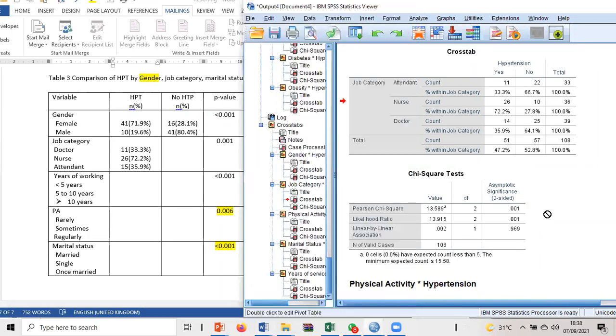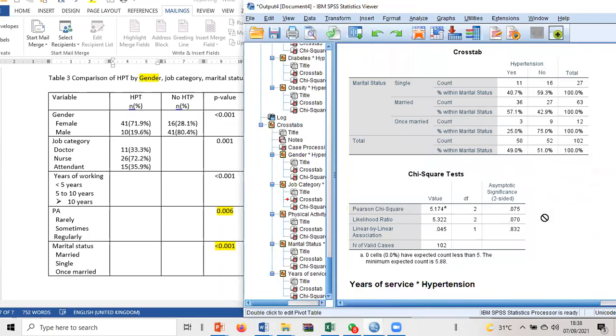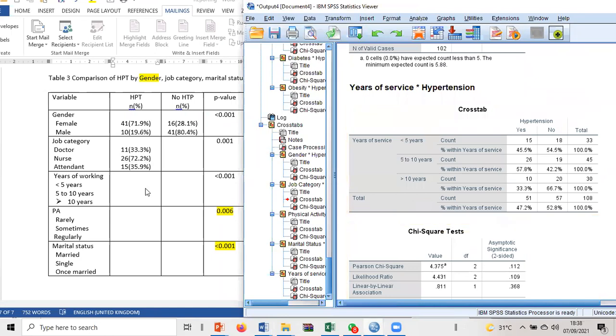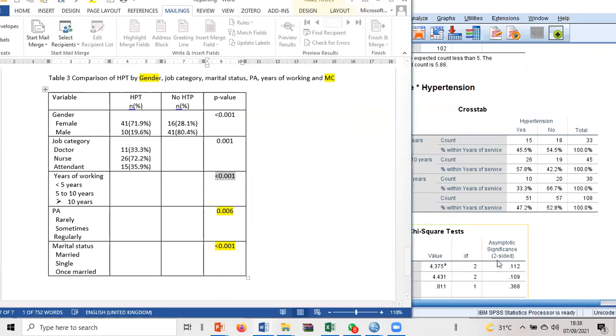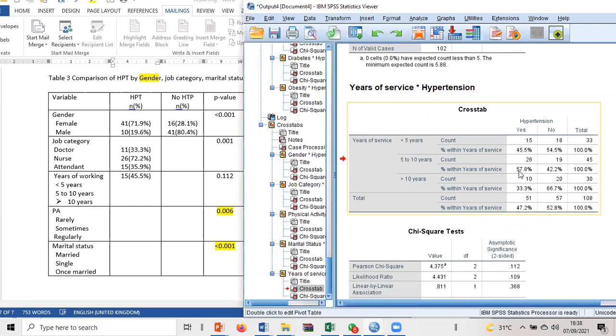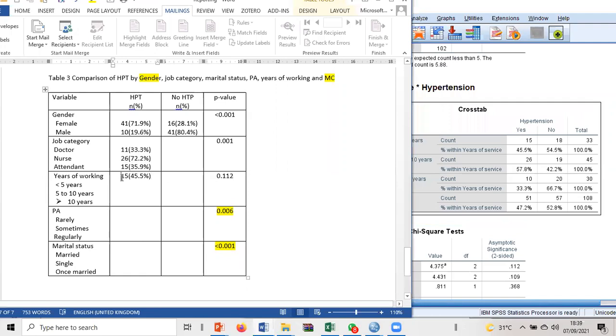Right, years of working. Is this significant? No, the p-value is 0.112. You must fill up these values here, the table is empty, right? 45.5% and so on. Look at these percentages. According to the calculation, these percentages do not differ much. Compare 45, 57, 33 versus 33, 72, and 75. This is very much higher than the others, right?